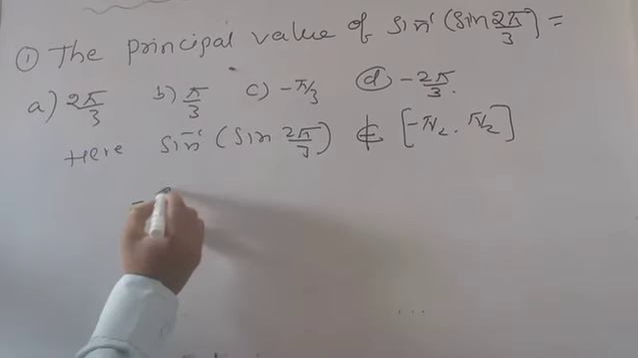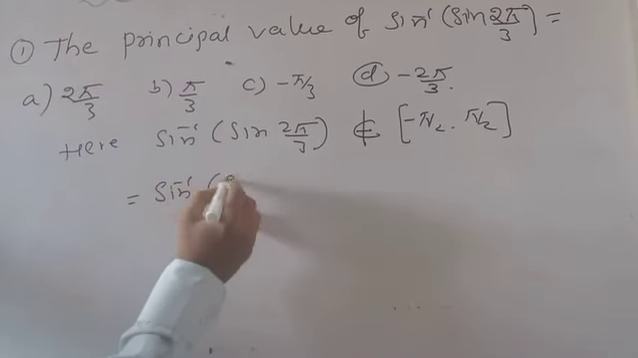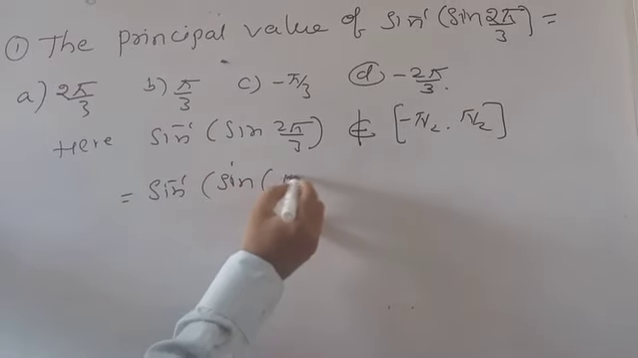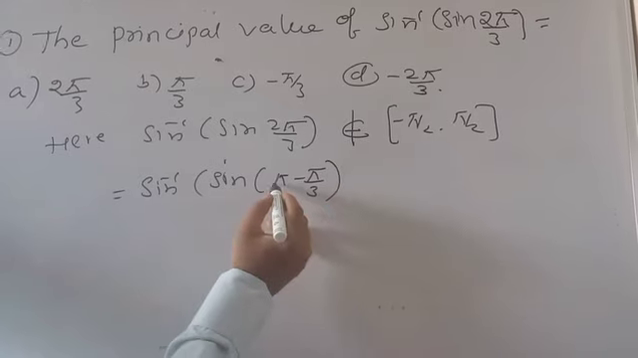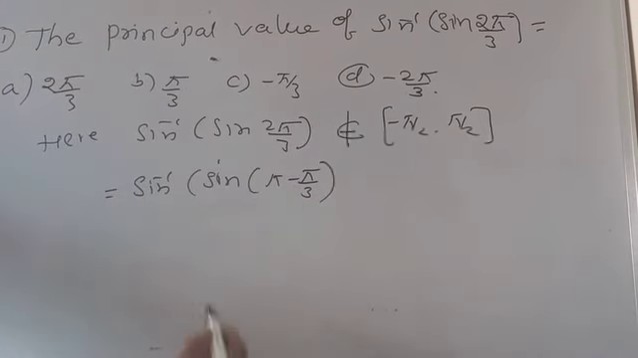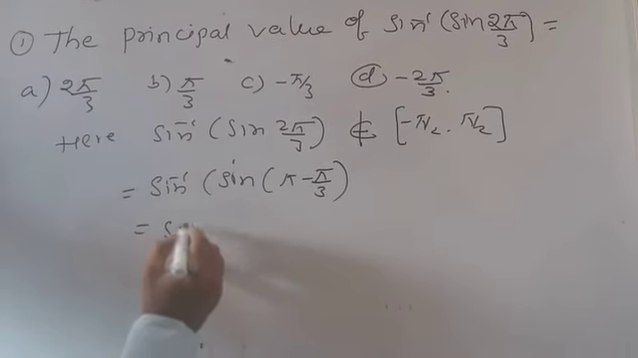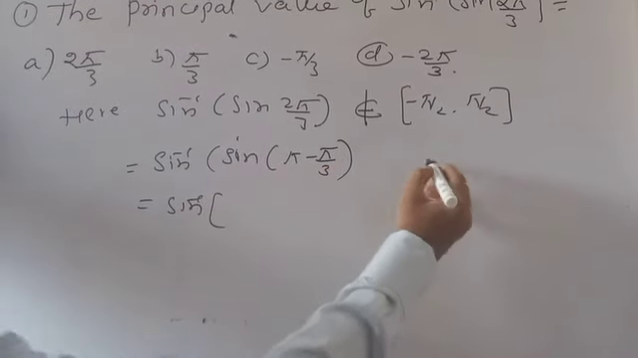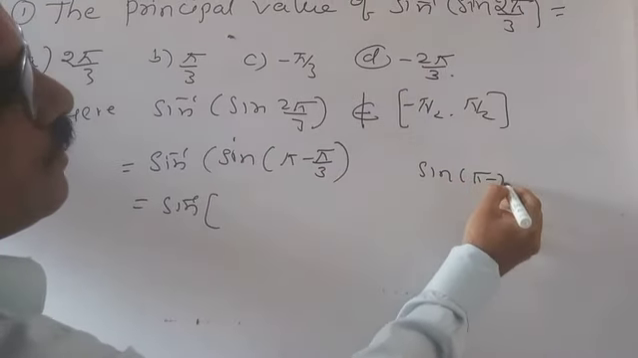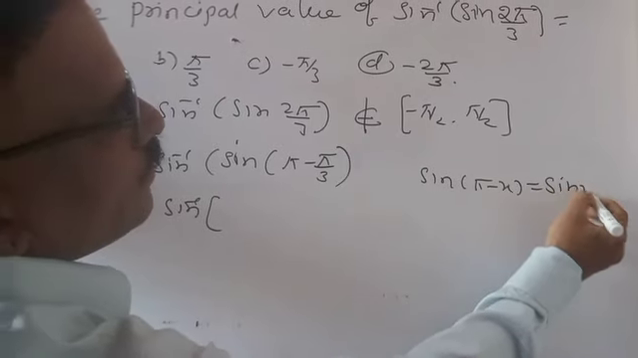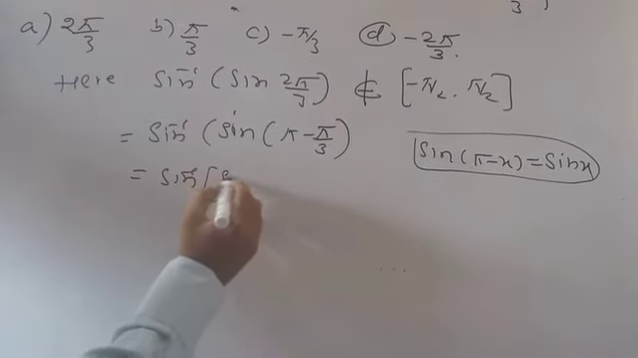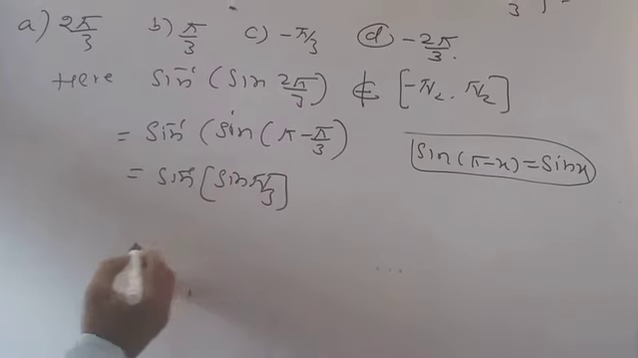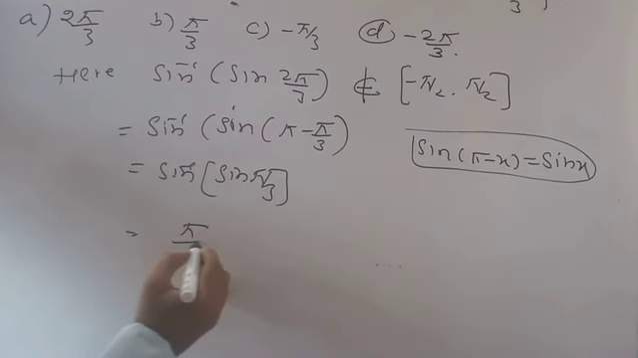Next we have to make it into sine inverse of sine of pi minus pi by 3, because 3 pi minus pi by 3 gives 2 pi by 3, which is sine inverse of sine of pi minus x. Sine of pi minus x is equal to sine x. In the second quadrant sine is positive. Therefore, sine inverse of sine pi by 3 is pi by 3.